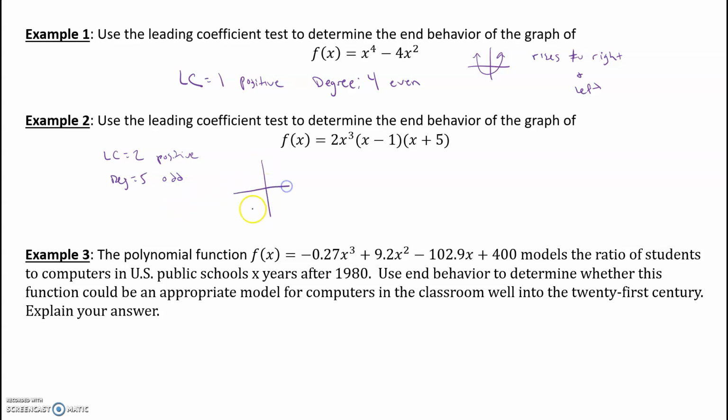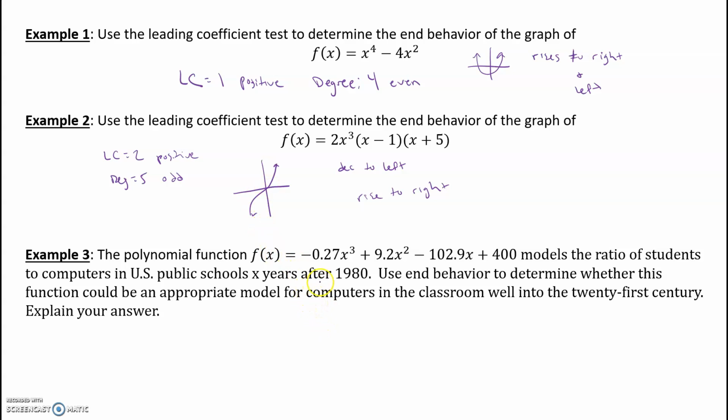So remember odd, positive, you want to work your way up, right? We want to head up. So if you remember that, to the left it should fall, to the right it should rise. So decreases to the left, increases to the right. And you can write that if you want. Decrease to the left, rise to the right, if you want to write out the words. So understand what's happening with the end behavior of your graph.